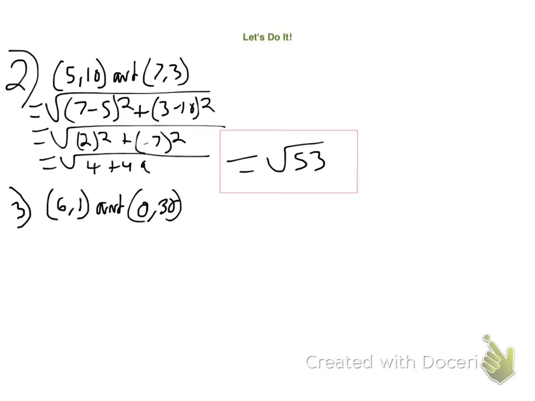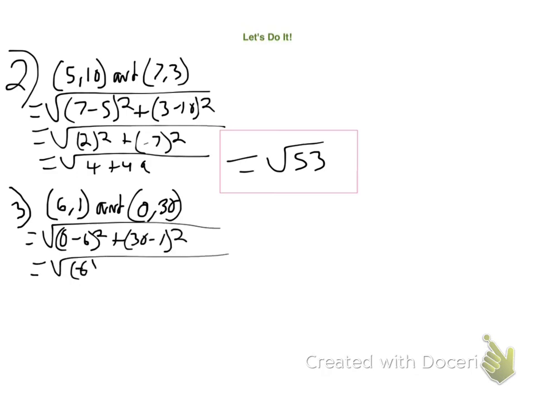Number 3, you can give that a crack also. Come back when you have an answer, or if you're just clueless. Pause the video. Okay, so this is our last problem I'll do. Square root of 0 minus 6 squared plus 30 minus 1 squared. So negative 6 squared plus 29 squared, 36 plus 29 squared. How about that?